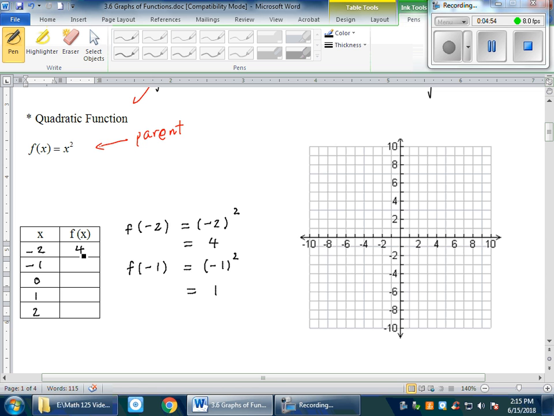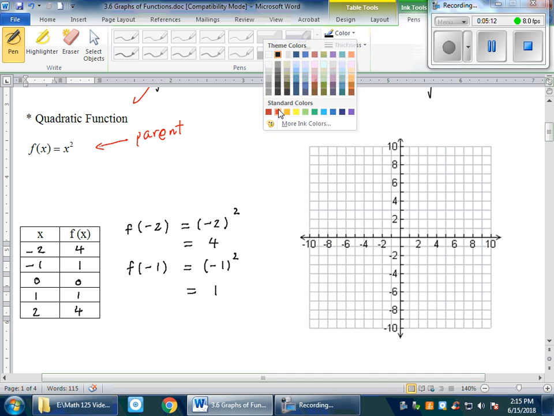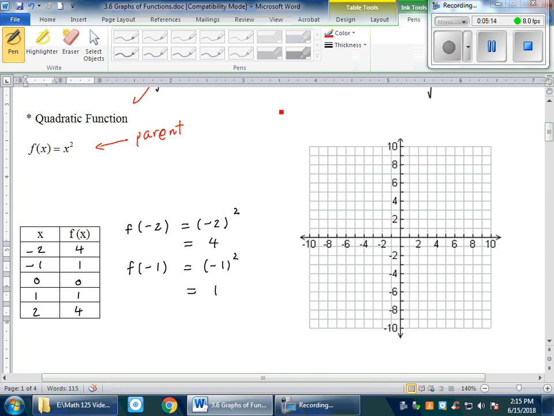These are the points that you want to remember so that you can quickly draw a parent graph later on and then do the transformation from here. So here are my points after I compute them. Now we're going to use these points to graph it. At 0 will be 0 right here, at 1 will be 1, and 2 will be 4, and at negative 1 will be 1, and negative 2 will be 4.